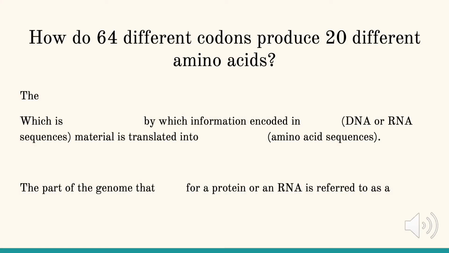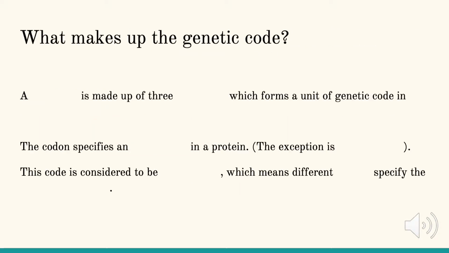How do 64 different codons produce 20 different amino acids? The genetic code is the set of rules by which information encoded in genetic material is translated into proteins. The part of the genome that codes for a protein or an RNA is referred to as a gene. So what makes up the genetic code?